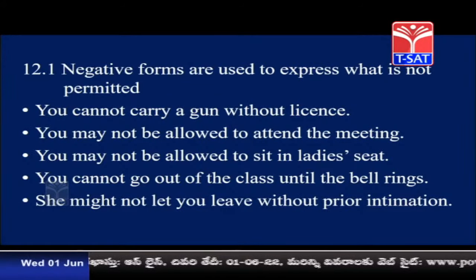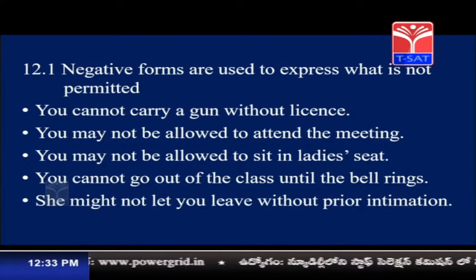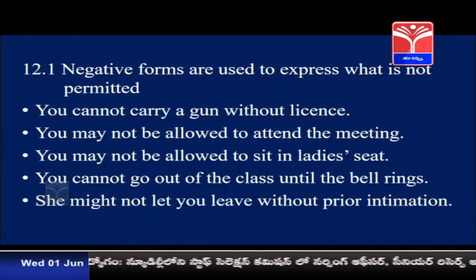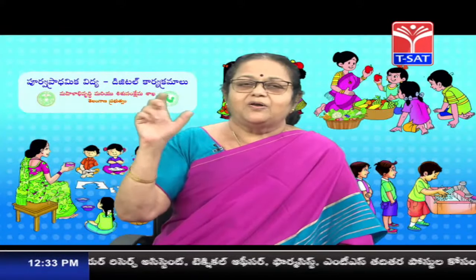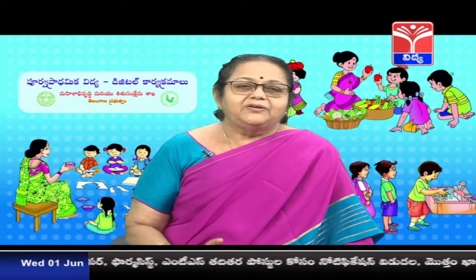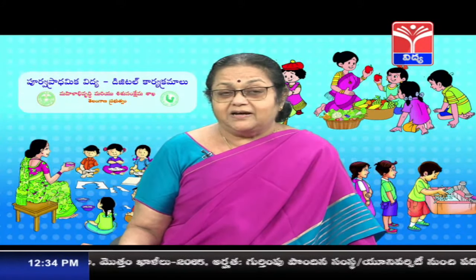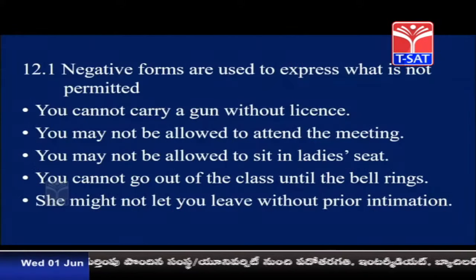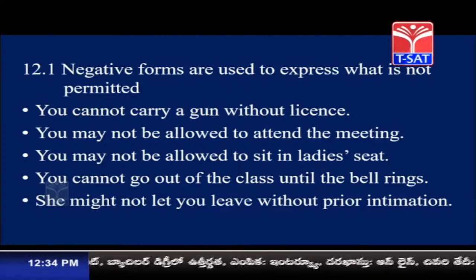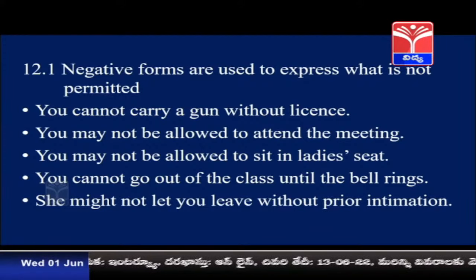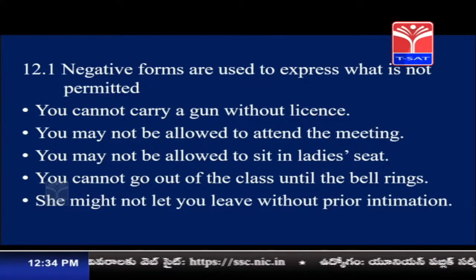Now, negative forms are used to express what is not permitted. You can't carry a gun without a license. You can't carry, you are not permitted. These are written on boards wherever you go. You may not be allowed to attend the meeting. I'm afraid you don't have an ID card, so you may not be allowed to attend the meeting. You may not be allowed to sit in the ladies' seat. This is of course, but yet we find so many people sitting in the ladies' seat. So you say you may not be allowed to sit in the ladies' seat.